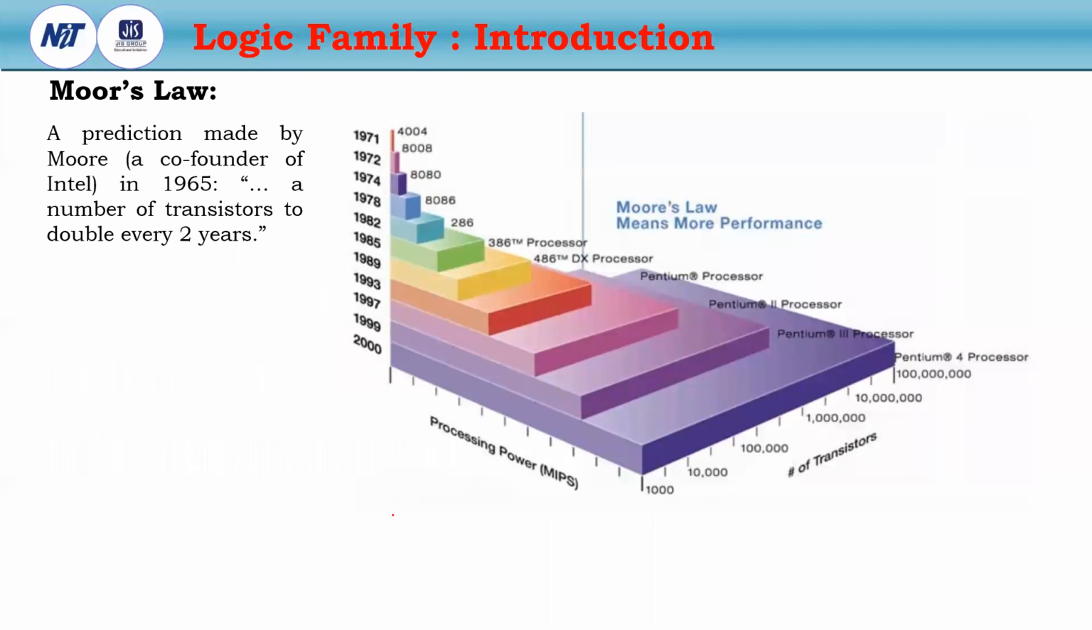Moore's law predicted in 1965, by Intel co-founder Moore, that the number of transistors would double every 2 years in a single chip IC. As per this graph, in 2000 we get more than 10 crore transistors used in a single chip. That is called the Pentium 4 processor.